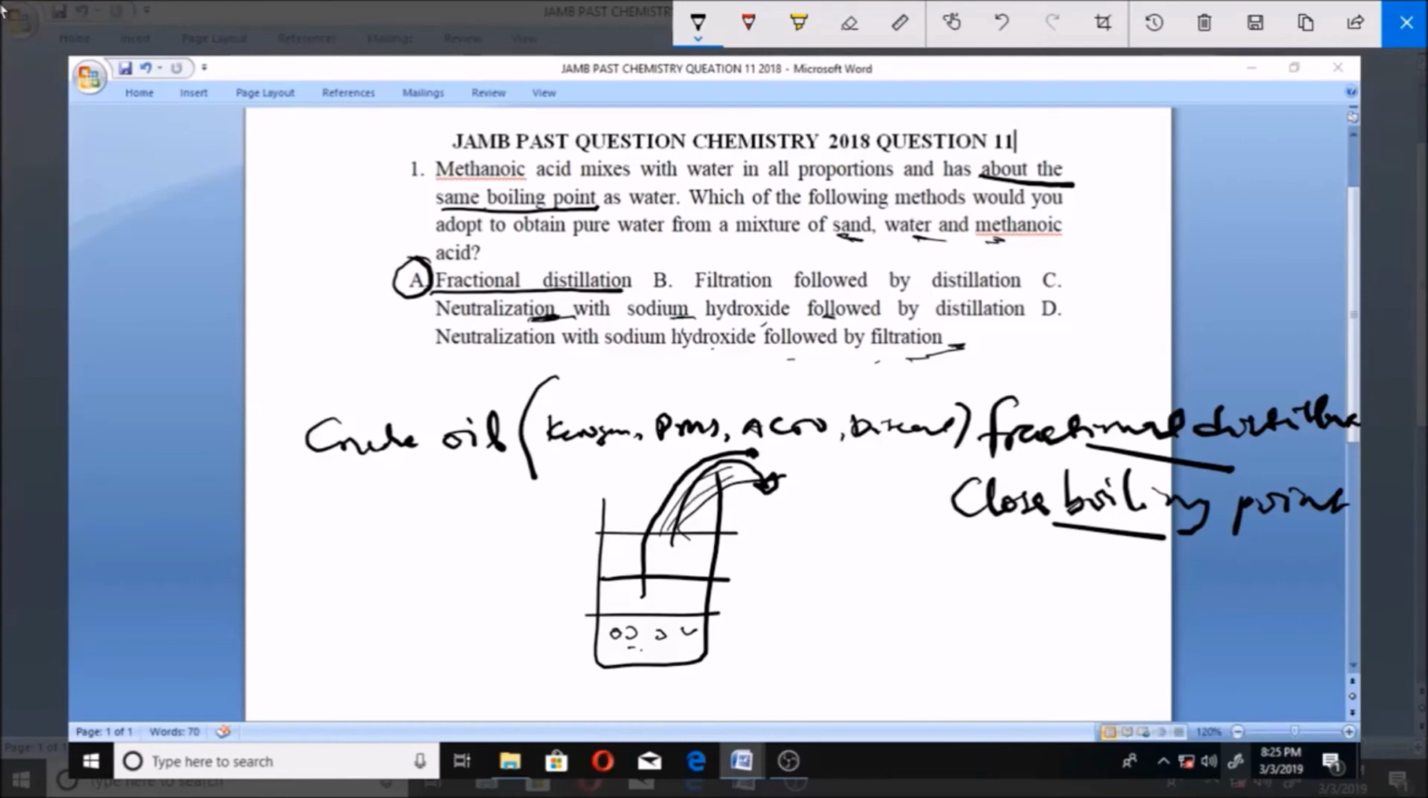When the first one goes out, it is collected. When the second one is going out, it is collected separately too. Then you have your sand left. So the best way is to use fractional distillation. Thank you.